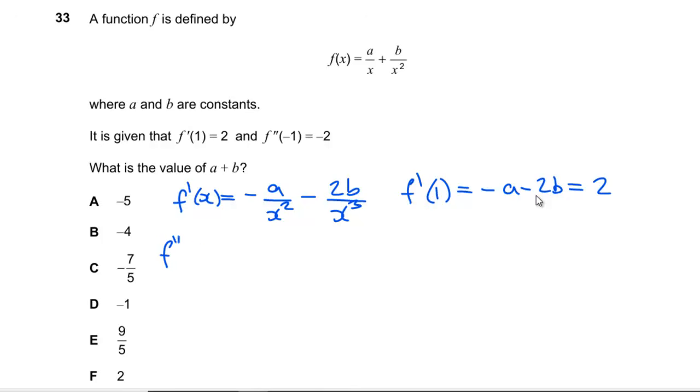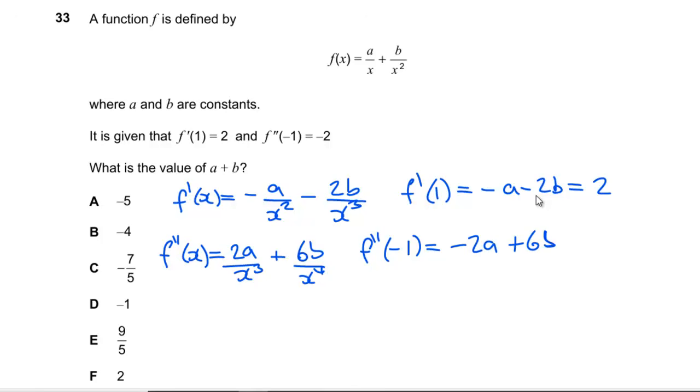So I'm going to have minus a minus 2b is equal to 2. Okay, and then f double dash. So that is then going to be 2a over x cubed, and then I'm going to have plus 6b over x to the 4. And we're putting minus 1 in. So minus 1 is going to give us minus 2a and then plus 6b, and that's equal to minus 2. Okay, let's double this first one then. Minus 2a minus 4b is equal to 4.